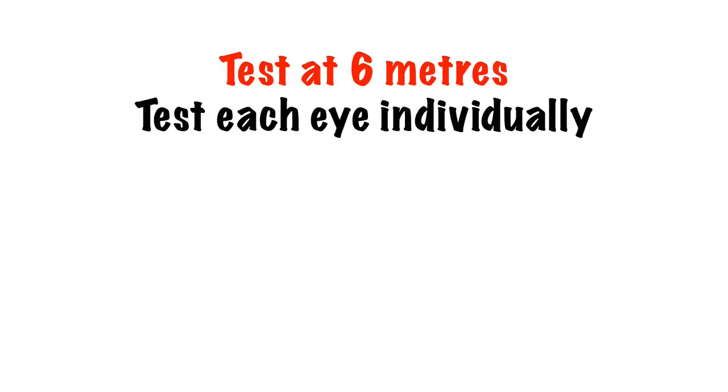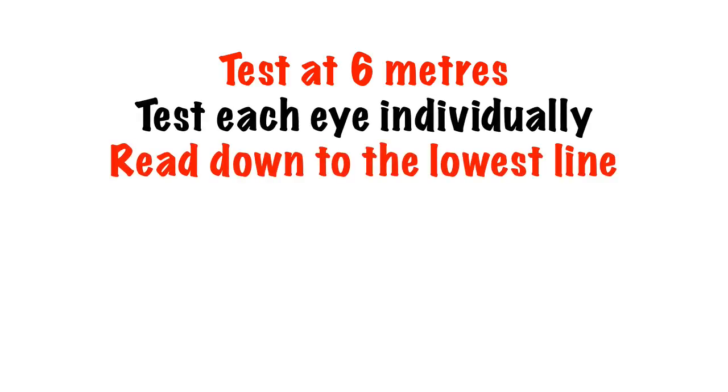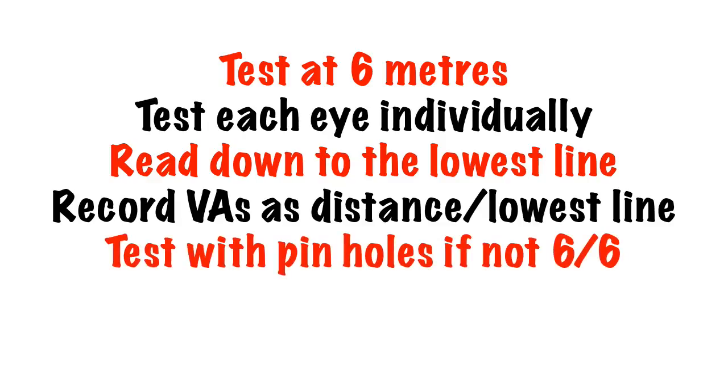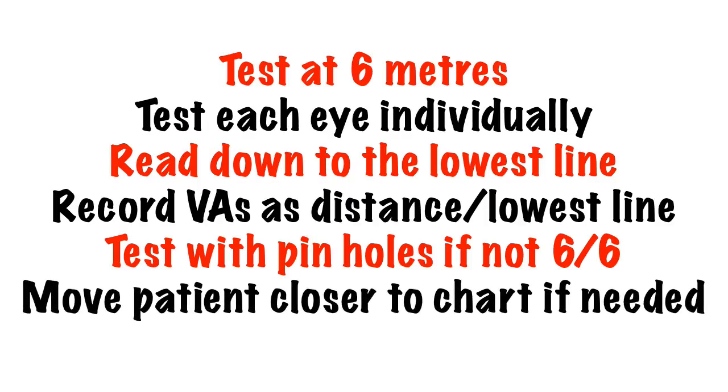So there we have visual acuity in a nutshell, short, sweet and simple. Test the patient at 6 metres or equivalent. Test each eye individually. Ask them to read down to the lowest line they can. Record the VAs as 6 over the number of the lowest line read. If the vision is not 6/6, then retest with a pinhole to correct for any refractive errors. If they can't read the top line, then move the patient progressively closer until they can and use that as the distance.